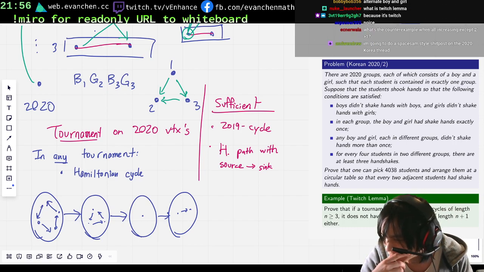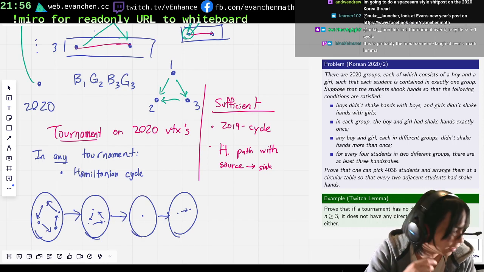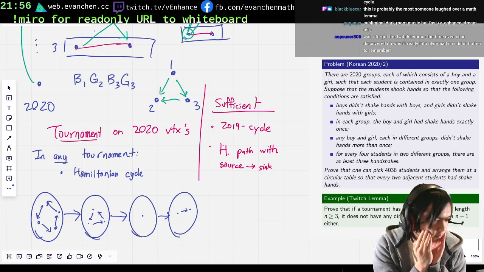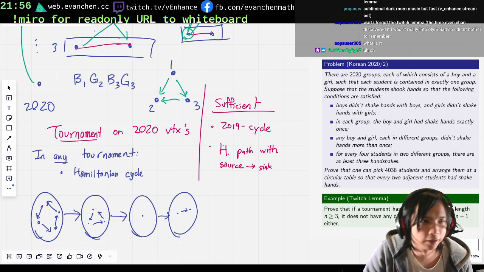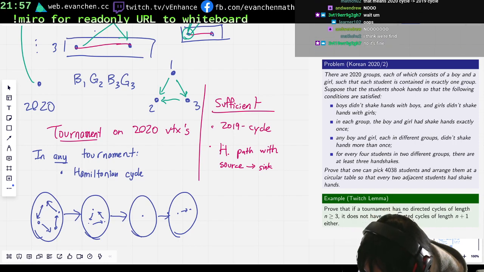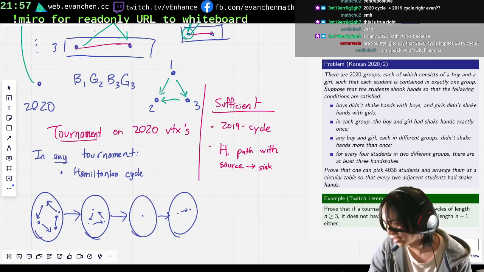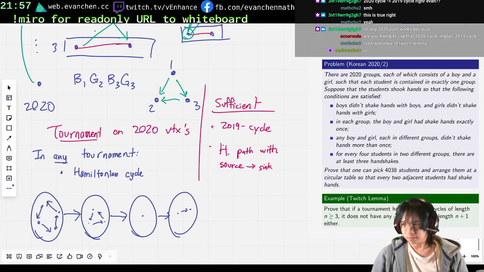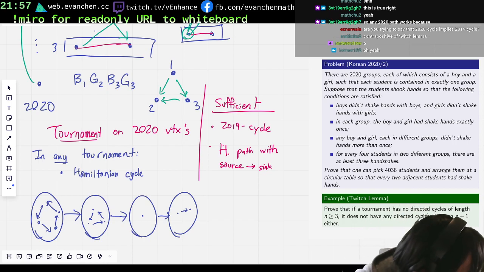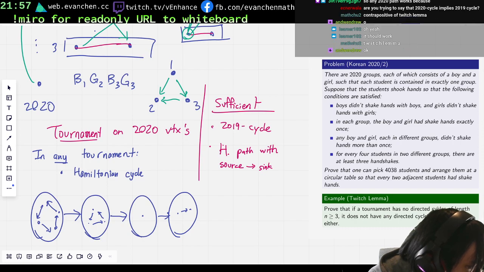Did we do it the right way? I think we might have done it the wrong way. I don't think it works the way I want. If there's no 2019 cycles, there's no 2020 cycles, is what it implies, I think. But wait, hang on, I'm confused. So a 2020 cycle implies a 2019 cycle. Yeah. Contrapositive. Oh, no, wait, you're fine.